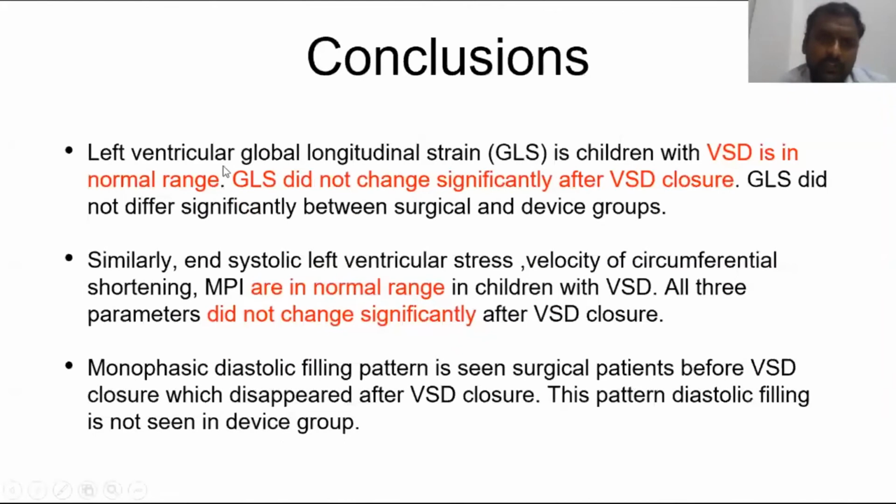Conclusions in our study are: left ventricular global longitudinal strain in children with VSD is in the normal range, and GLS did not change significantly after VSD closure. GLS did not differ significantly between surgical and device groups. Similarly, end systolic left ventricular stress, velocity of circumferential shortening, and myocardial performance index are in the normal range in children with VSD, and all these three parameters did not change significantly after VSD closure.